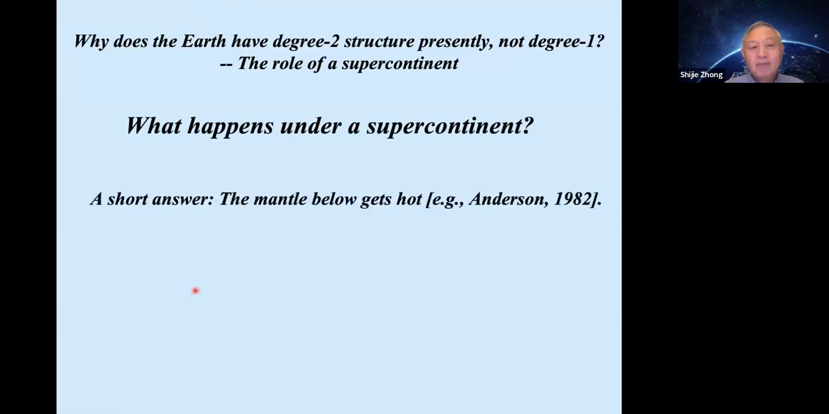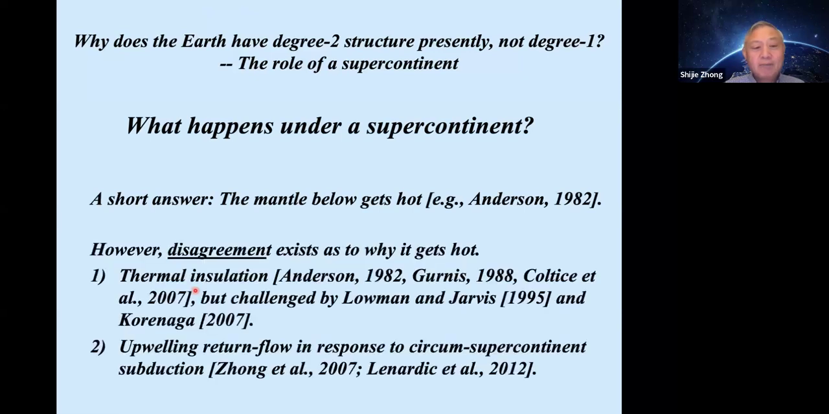That is, the mantle below the supercontinent will get hot, okay, right? But as to why it's getting hot, there are two different views. One is thermal insulation. The supercontinent may insulate the mantle, so the mantle gets hotter with time. Another explanation is a hot upwelling return flow in response to supercontinent subduction. I will show you how the second scenario may actually be the case, okay?